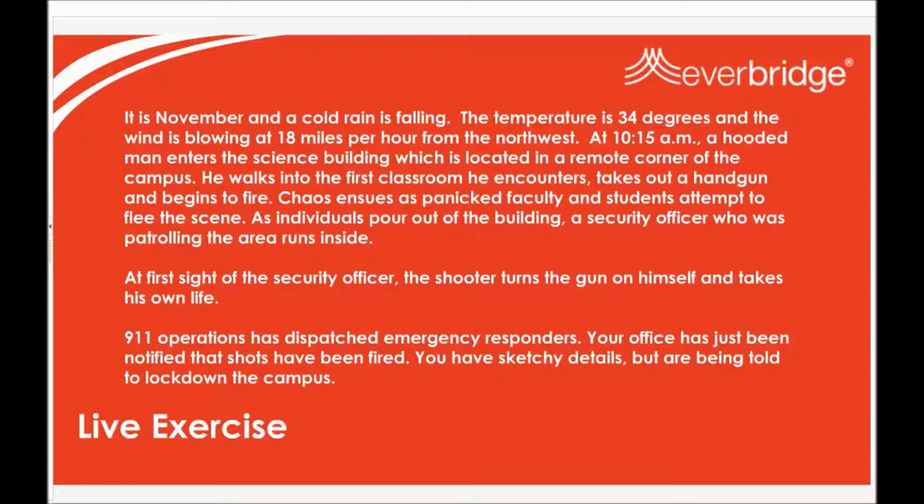Maybe you're getting this kind of information coming into you. You have sketchy details but are being told to lock down the campus. And maybe that, you know, your security department is telling you to do that, or your chief, if you have campus police, whatever it is. I put up a scenario like this, and you can develop your own. This is by no means a one-size-fits-all.